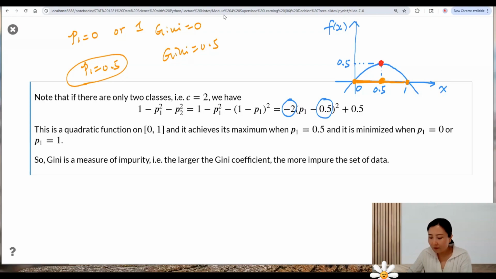So overall, from this simple example, you know that the Gini coefficient is a measure of impurity. It's not a measure of purity. So of course, at each node, the purpose of doing the split is to minimize the impurity of the subsets after the split.